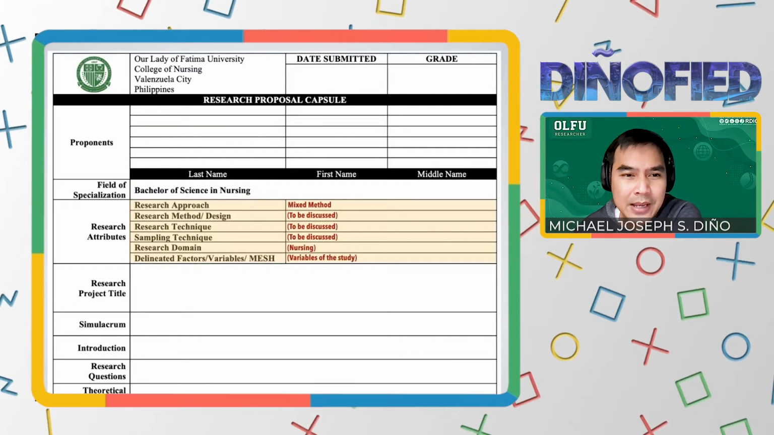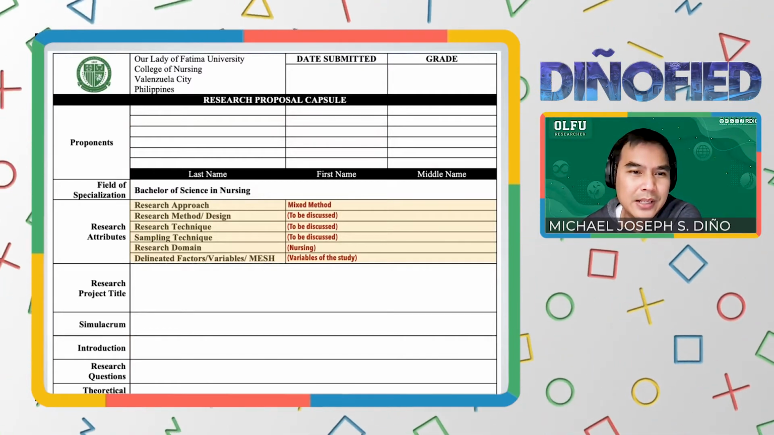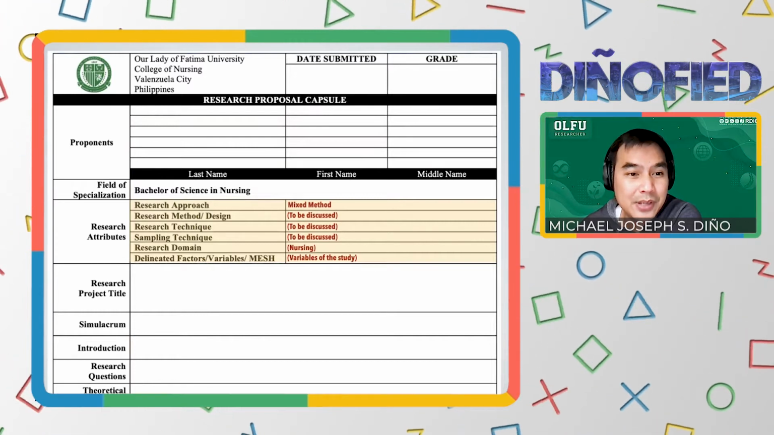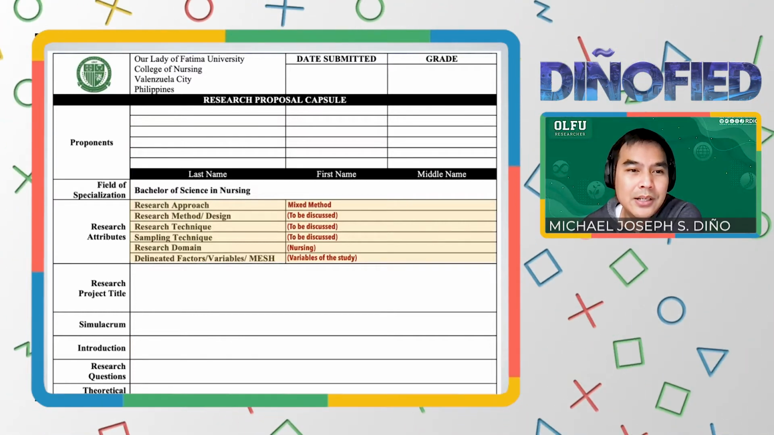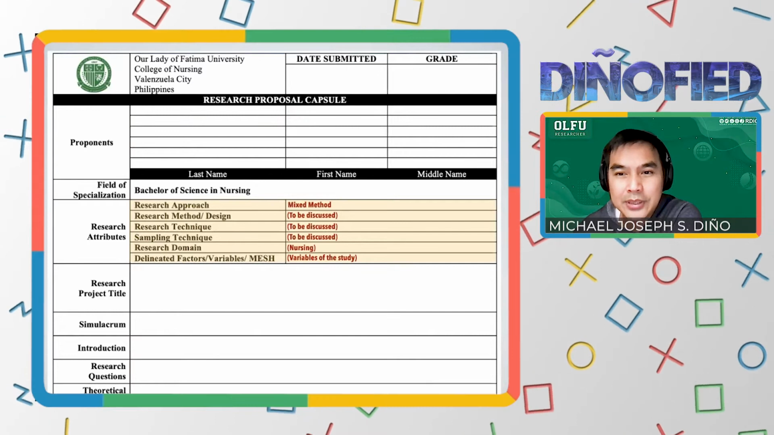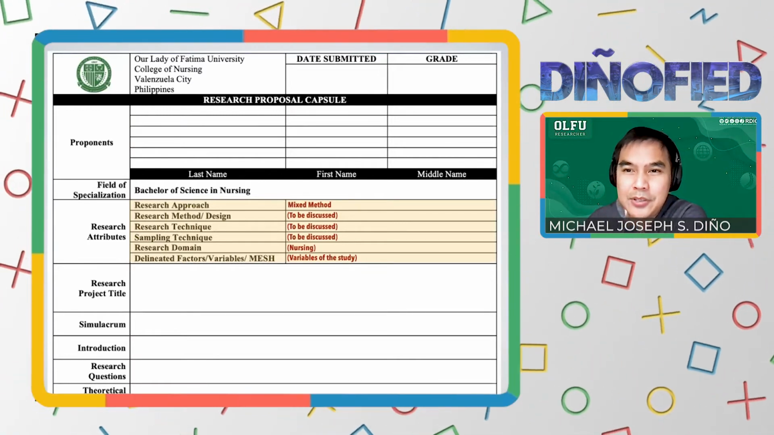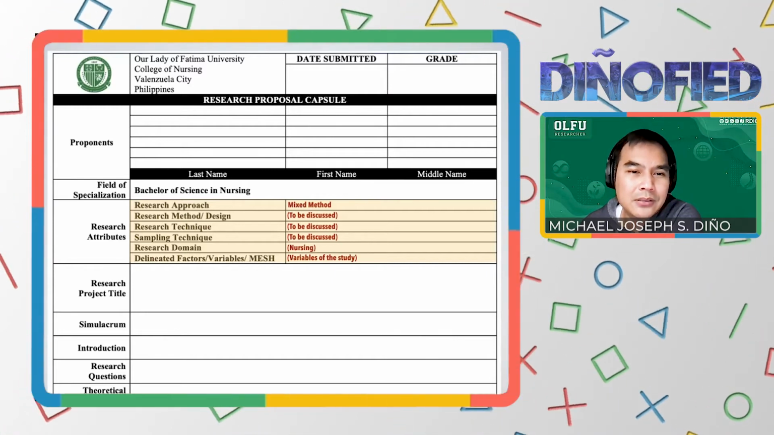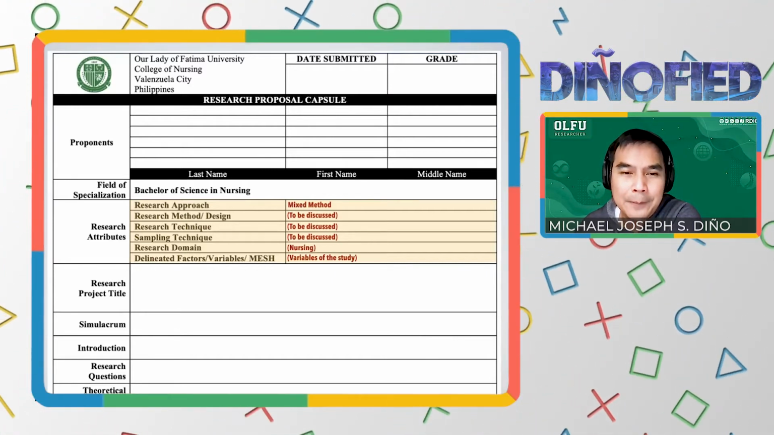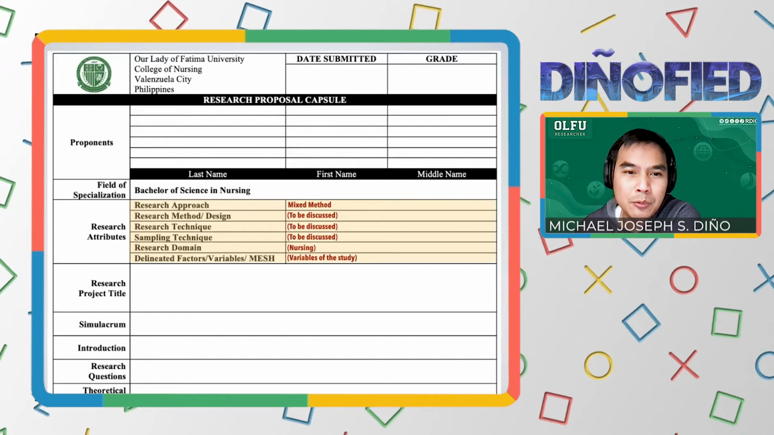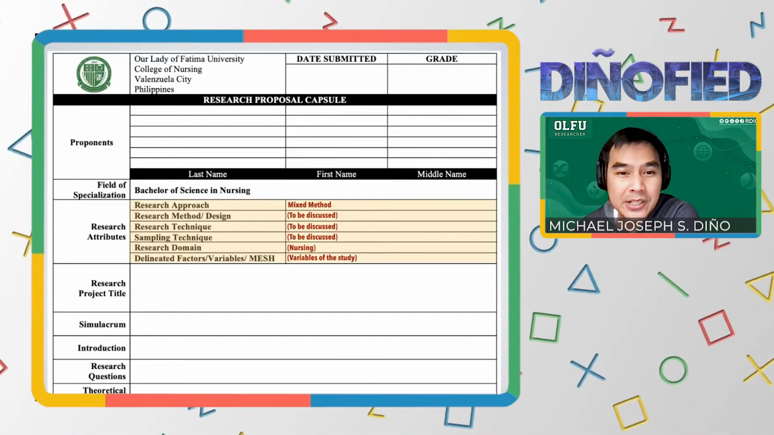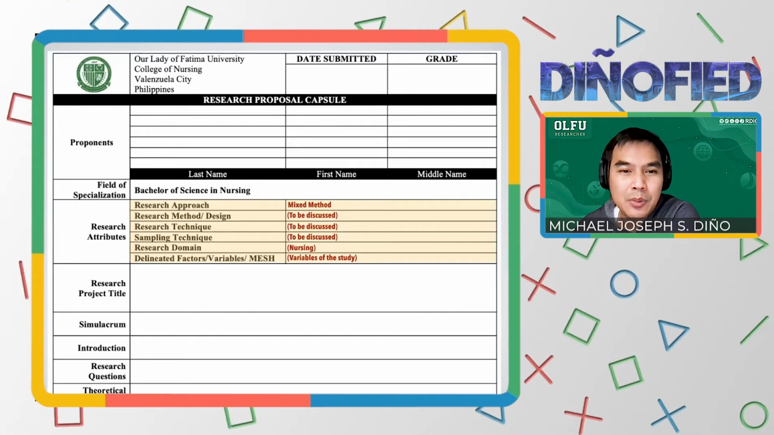Research method and design, this will be discussed. Research technique, this will be discussed. Sampling technique, this will be discussed today. Research domain, you just put there nursing. Again, that's another constant. And delineated factors or variables to be included in your study, or what we call the medical subject heading or MeSH. So this will include the variables of your study.